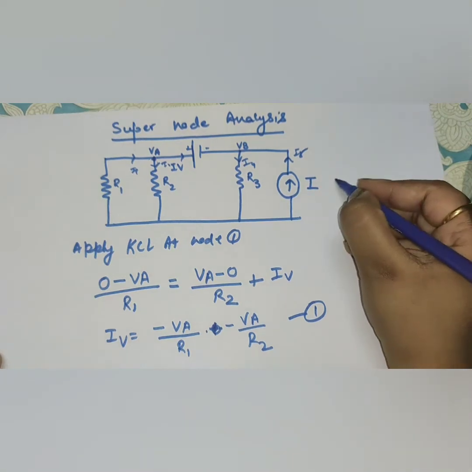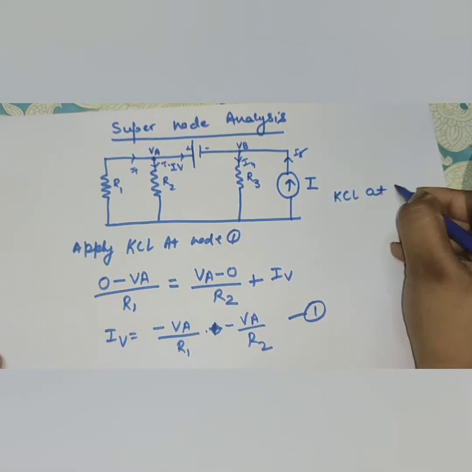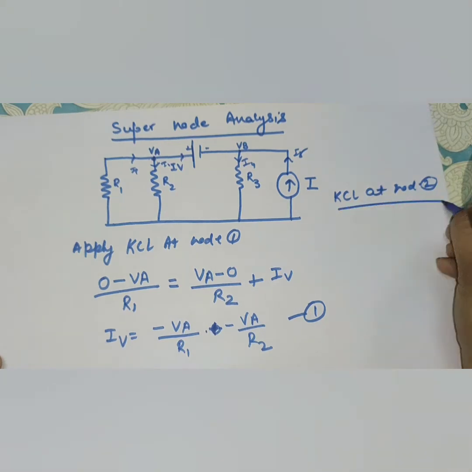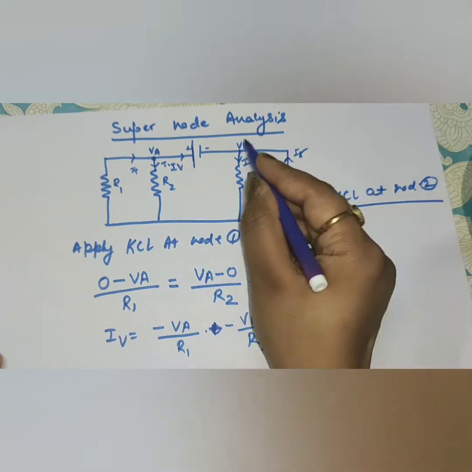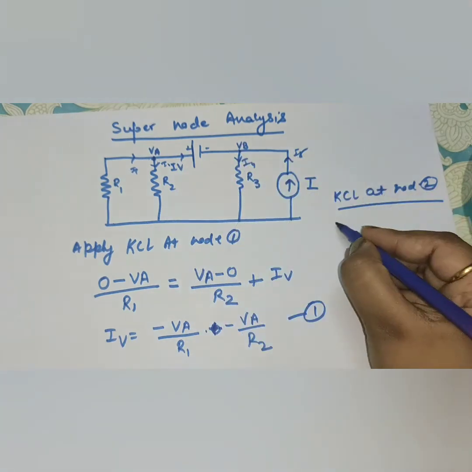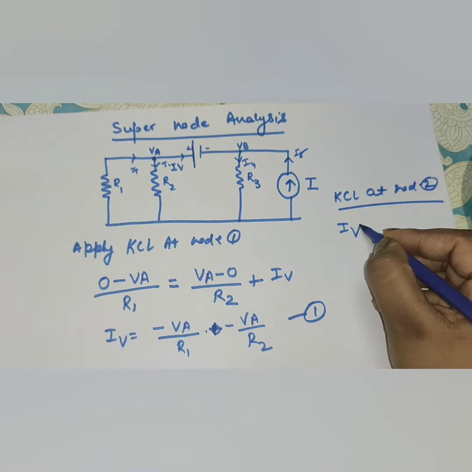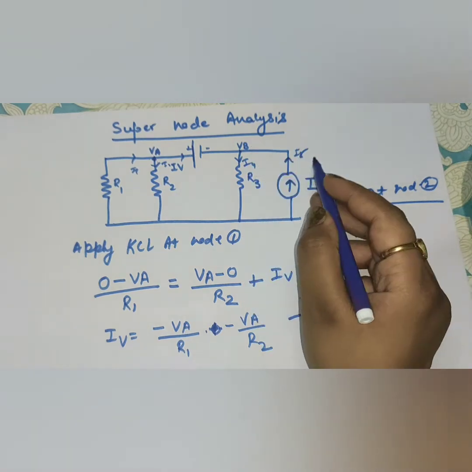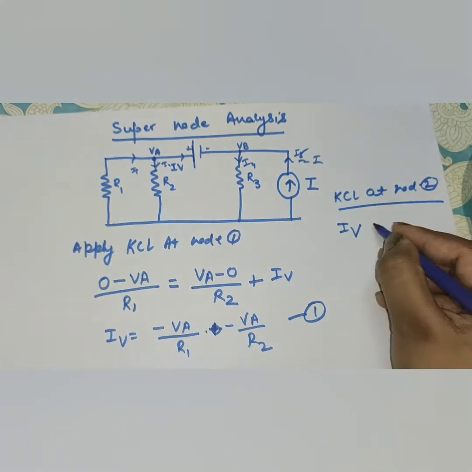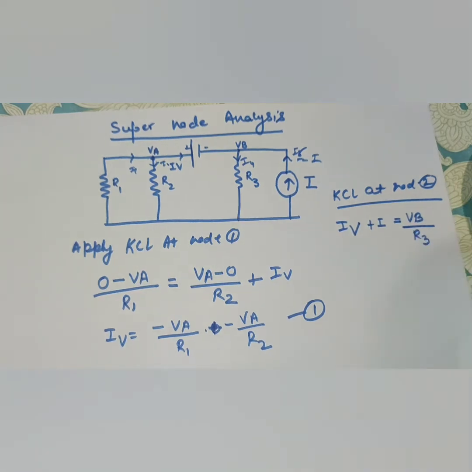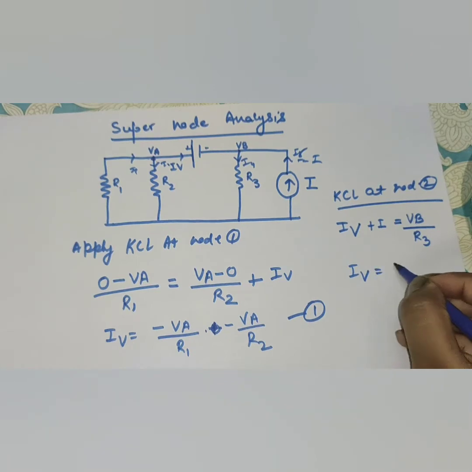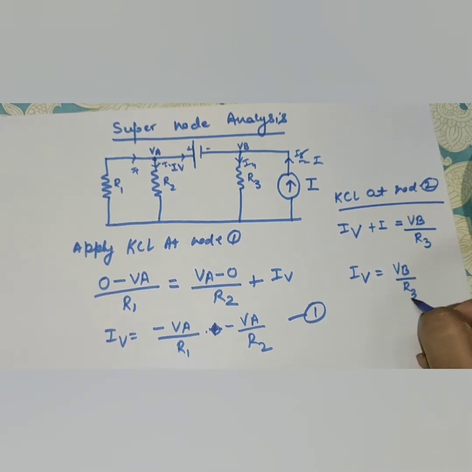Now applying KCL at node 2. So here incoming current equal to outgoing current. Incoming current is IV, and this current I5 is equal to I, because this is the current direction. So IV plus I equal to VB upon R3. So here IV equal to VB upon R3 minus I. That is your equation 2.